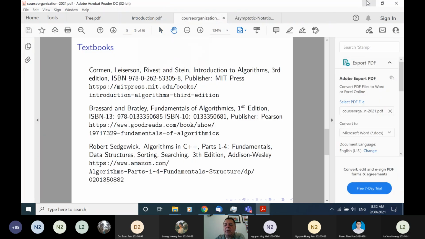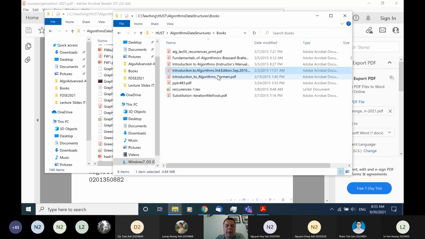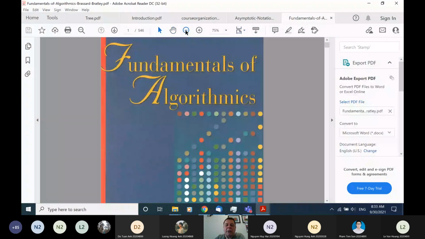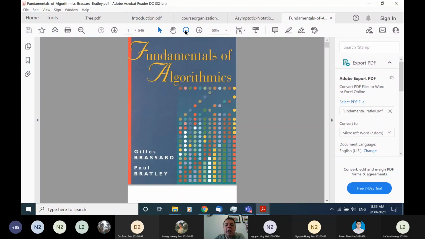There is a second book that will be used, the book from Brassard and Bratley. This book is rather difficult, but sometimes I will use a reference from this book in my lecture. This book also can be downloaded from the web, and I will also post it on Teams so that you don't need to search for the books if you don't want to. So these are the two textbooks.